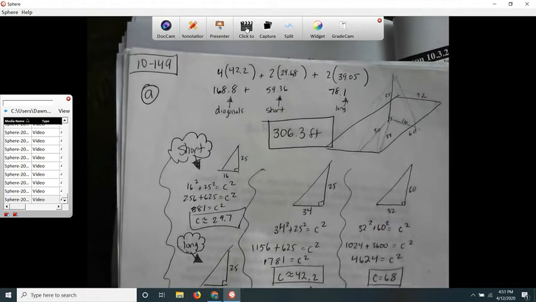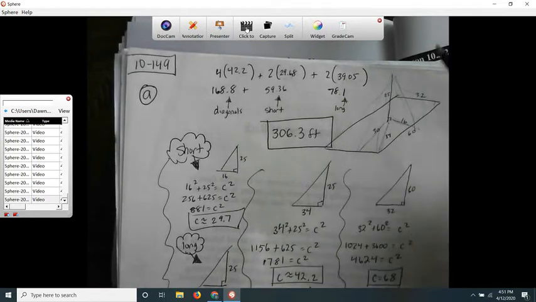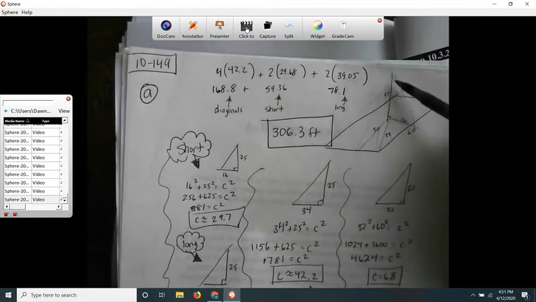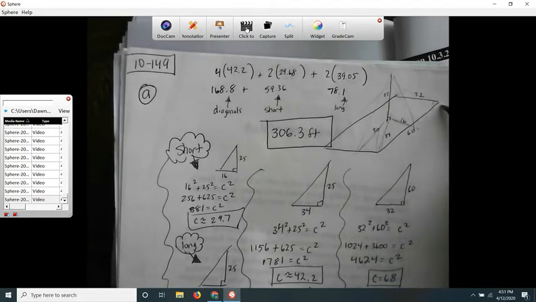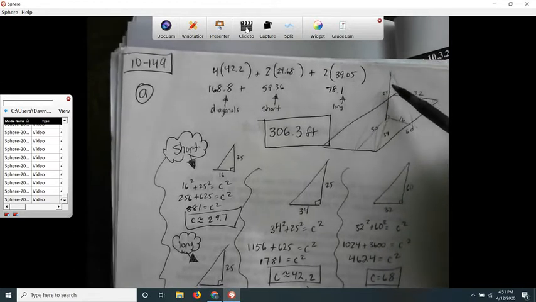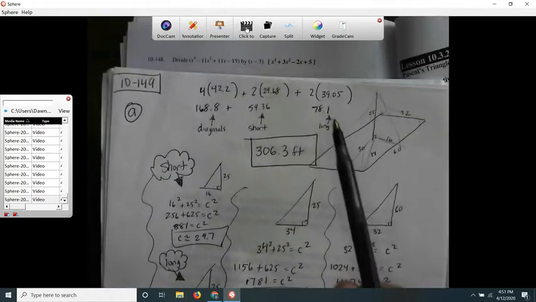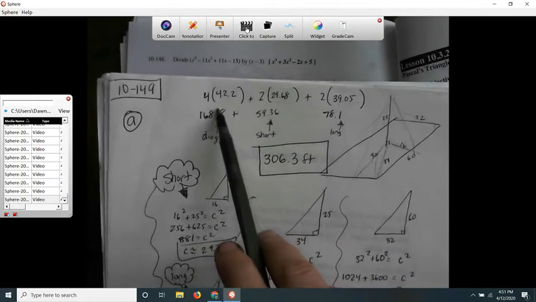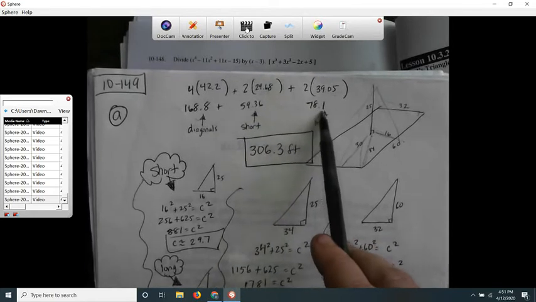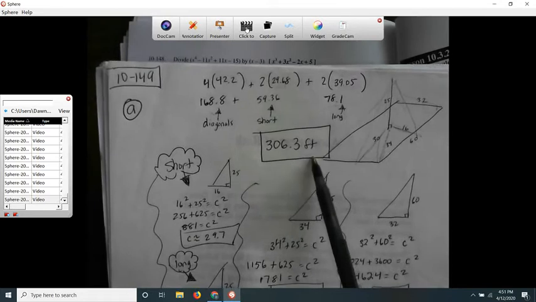And then I need to find this number. This is for the long way. Since it's 60 all the way across, it's going to be 30 halfway across, so 30 by 25. I did the Pythagorean theorem and got 39.05. Then I multiplied this number by 4, this one by 2, and this one by 2, added them all together, and this was the answer to letter A. That's how much wire we need.